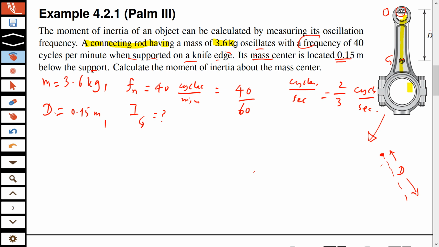Actually, no, the rod is not massless. The rod is 3.6 kilograms. Okay, so you have a rod which has a mass of 3.6 kilograms. So this is point G, this is point O, and there is no concentrated mass here. Okay, this is distributed mass, and you know how to write moment equation for that.